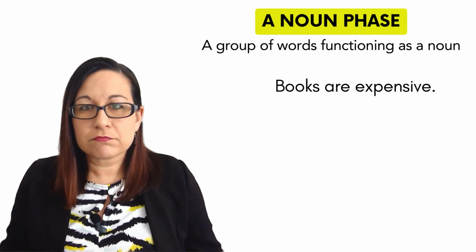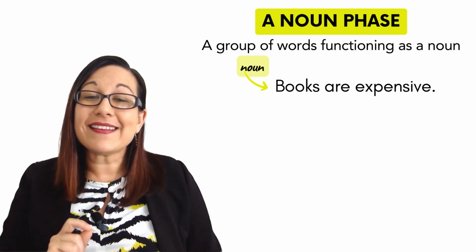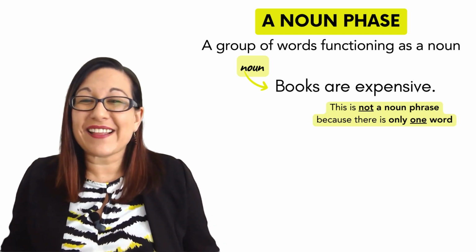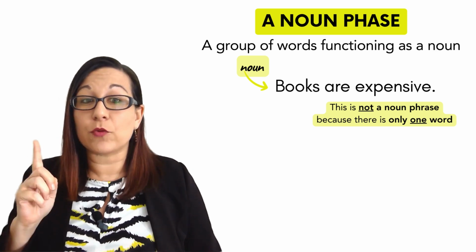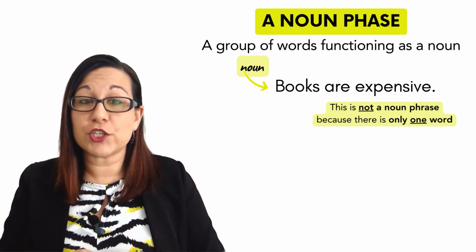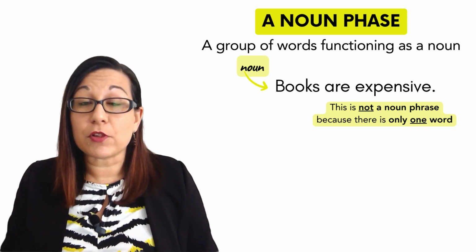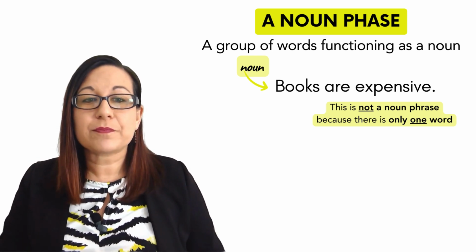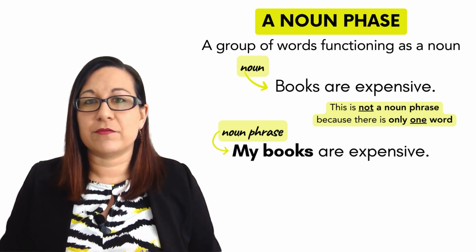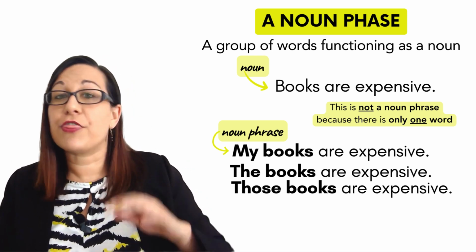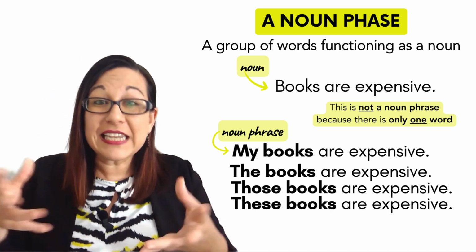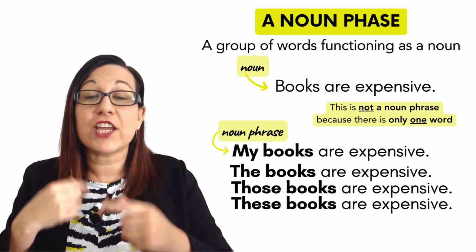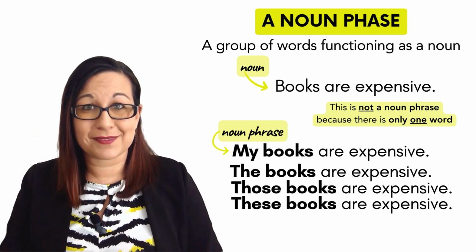What's the noun? Books. Is it a noun phrase? Well, no, not really. It's just one word. It's a noun. But we could add something to it, and it could be something very simple, such as a determiner, and then it would become a noun phrase. So, my books are expensive. The books are expensive. Those books are expensive. These books are expensive. So just adding one little thing can change it into a noun phrase.